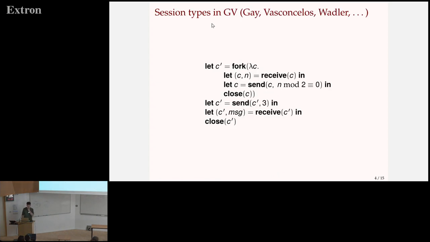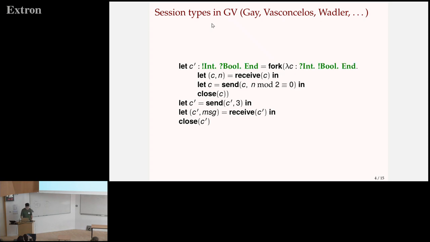Okay, so let's first look at the standard session type lambda calculus, GV. It looks like this. We can fork off a new thread, which also gets access to a channel C. And this fork returns the other endpoint C prime. We can receive and send, and we can write message passing programs like this. These channels have session types, which we have also seen in the previous talk. And the session types evolve as you execute your program. So in the functional style, each channel operation returns a new channel with a type that is one step further in the protocol.